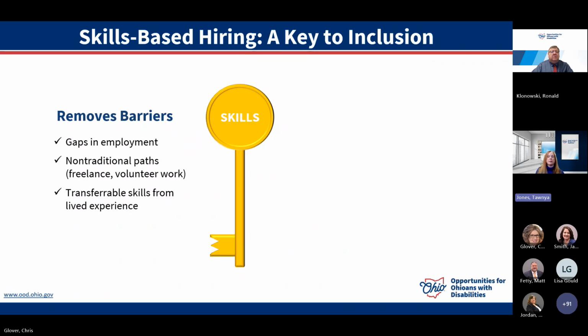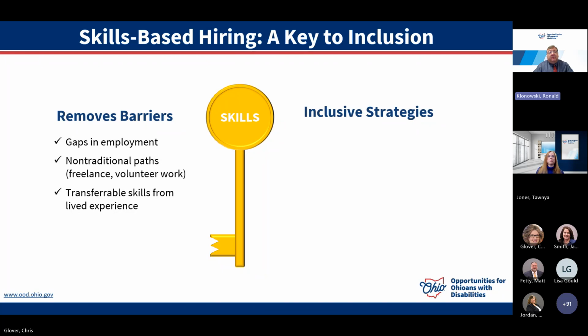By focusing on skills, employers open doors to a broader talent pool. It encourages hiring managers to evaluate candidates based on job-related qualifications, not assumptions about their background. It's a foundational practice for building a truly inclusive workplace, one that recognizes talent in all its forms.